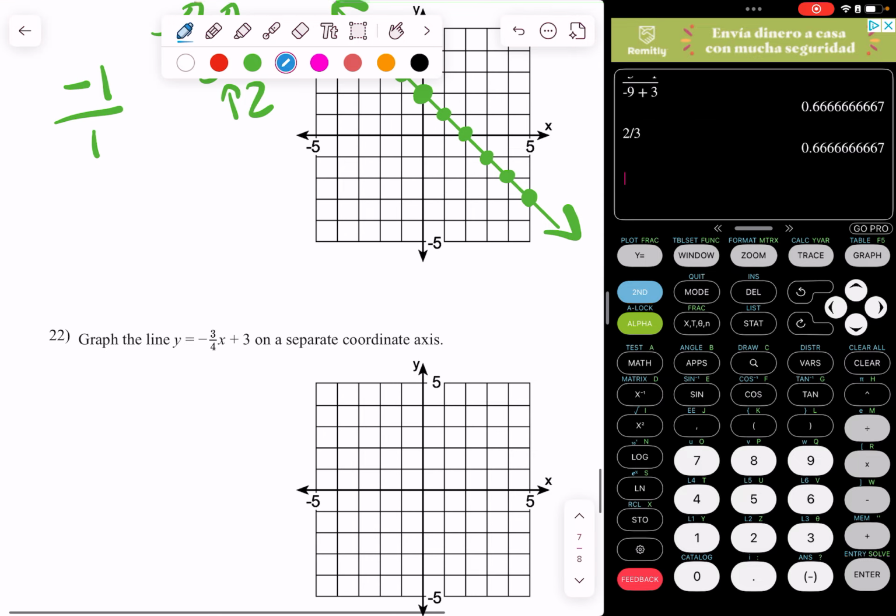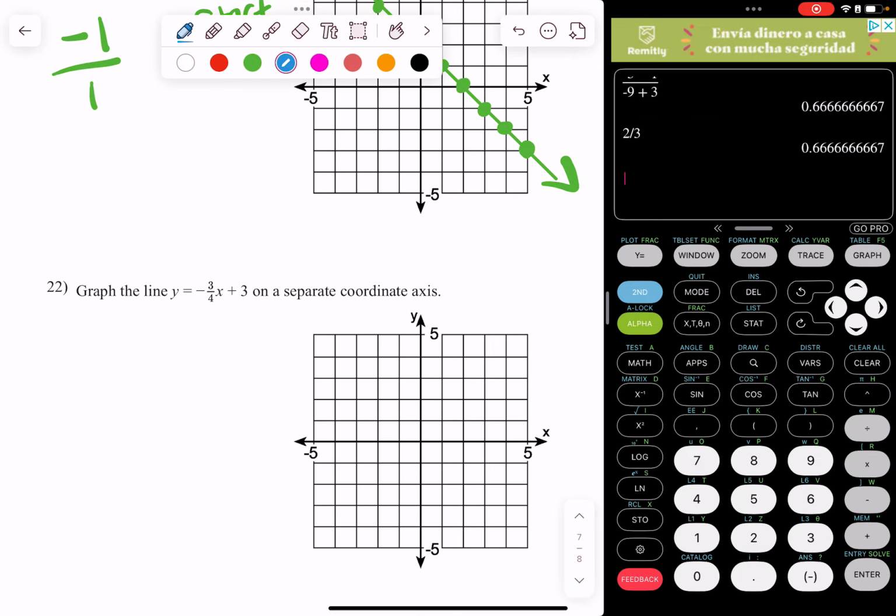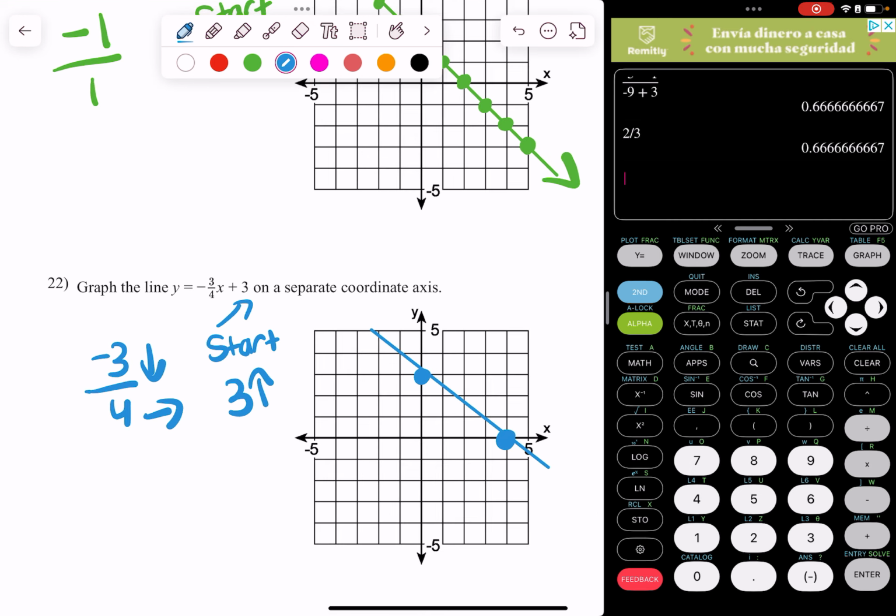Number 22. We also do not have to rearrange this one because it's already in y equals mx plus b form. We're going to start at 3, which means we need to go up 3. Then my slope is -3 over 4. I would go down 3 to the right 4. And that's honestly the only 2 points that we can put here, because these are smaller graphs since they only go from 5 to 5.